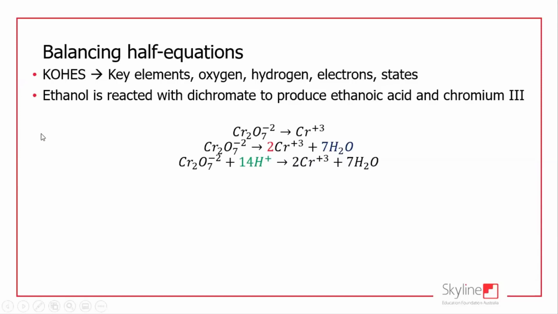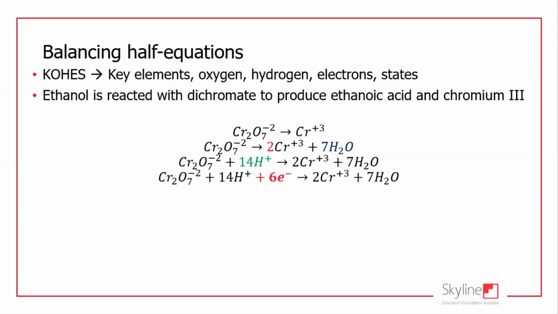The only issue is the charges. We need to have the same amount of charge on the left and the right, which is where our electrons come in. So on the left, we have in total, to begin with, -2 plus 14. So that's positive 12. On the right, we've got positive 6.